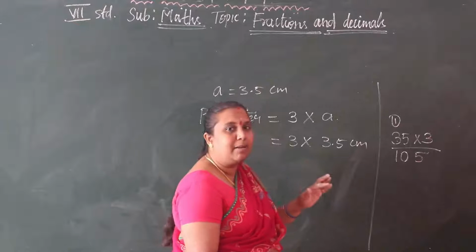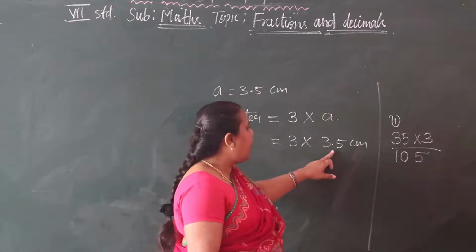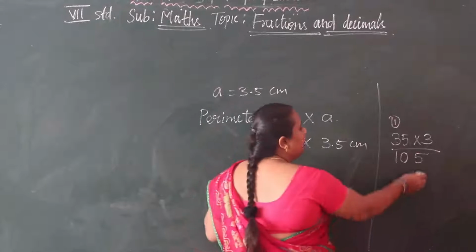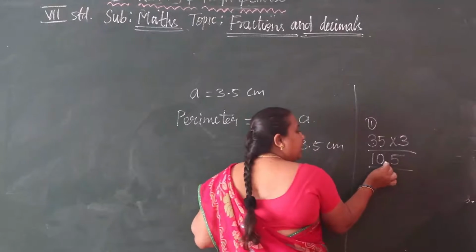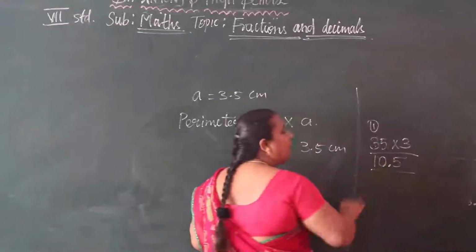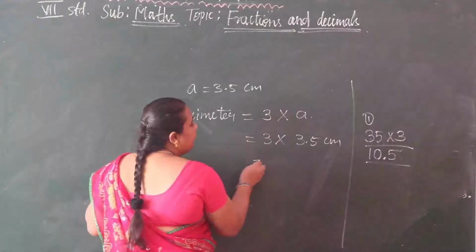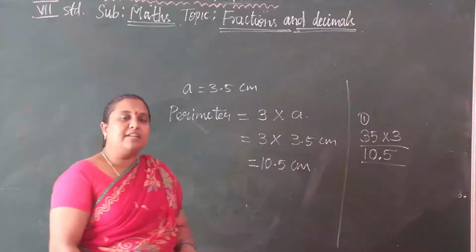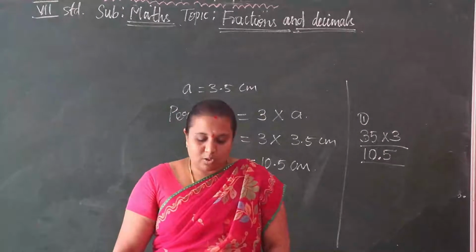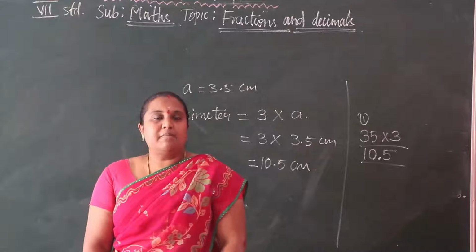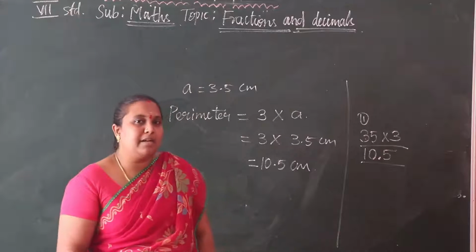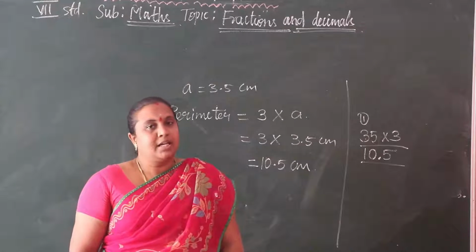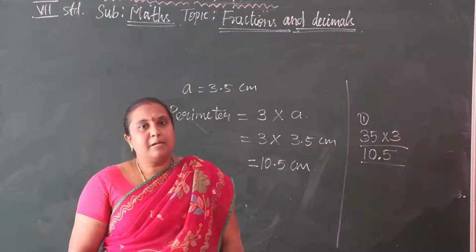Now we put the decimal point. How many decimal places do we have? One decimal place. So we take one decimal place from the right side of the answer. Here we have the answer 10.5 centimeter. So this is the multiplication of a decimal number into a whole number. Then we move on to a decimal number into a decimal number. Here also we use the same multiplication method, and then we put the decimal point.